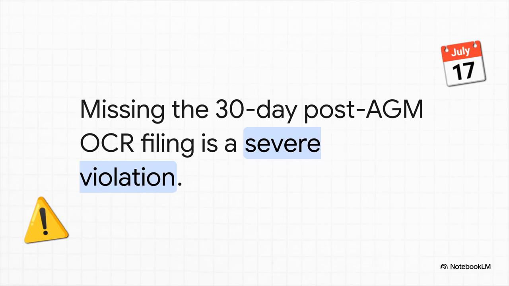Then, once your AGM wraps up and your financial statements are fully audited, you enter this highly restrictive 30-day window. Within those 30 days, you must file your annual returns, and that includes the audited financials and the auditor's report directly to the OCR. Honestly, missing this 30-day deadline is not just some minor clerical error. It's a severe violation of the Companies Act that can trigger massive fines or worse, completely threaten your operational status.